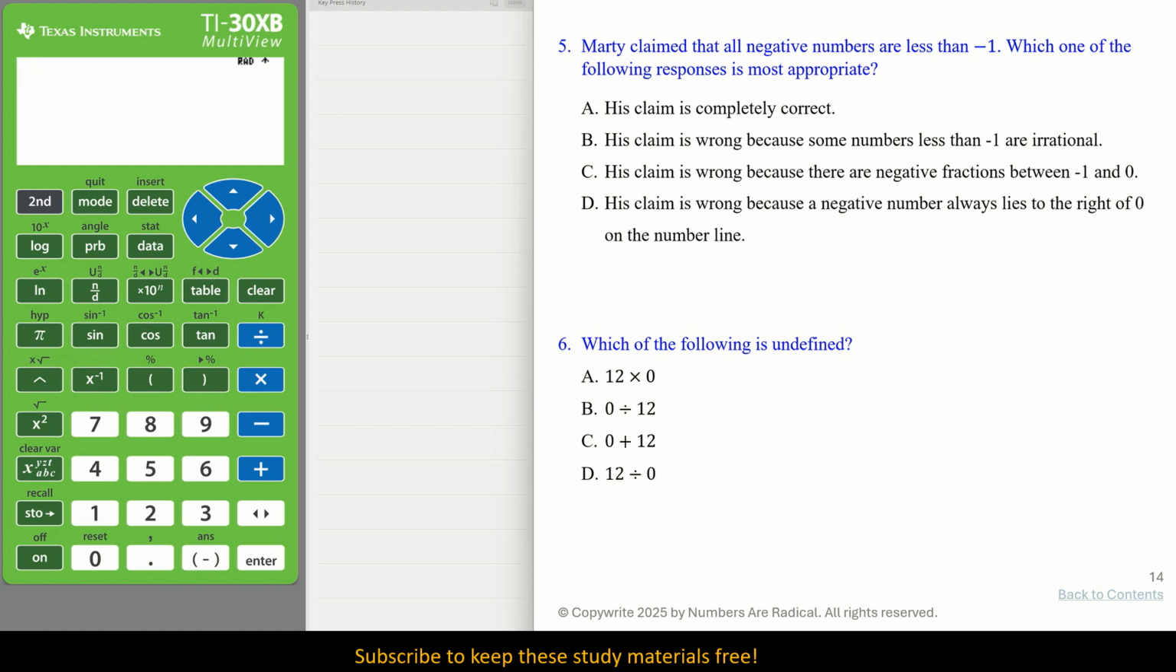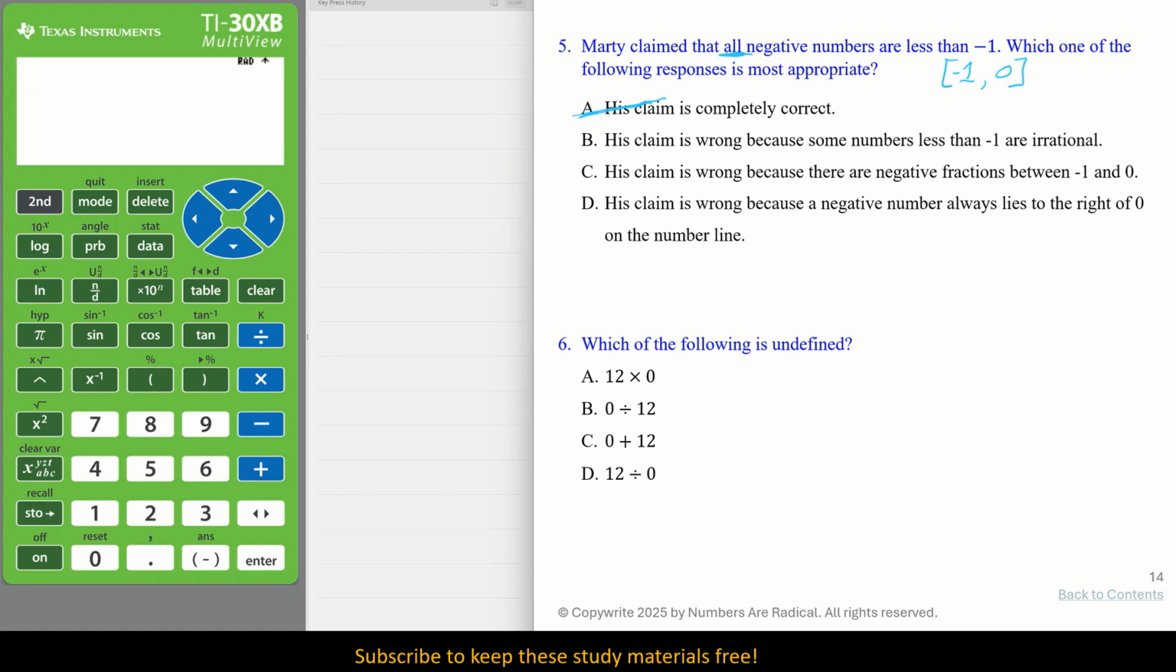The problem is he said all negative numbers. The minute he said that, that would imply the real number system. Okay. So when he said that, we know he left out the interval from -1 to 0. Okay. So now let's read our options. His claim is completely correct. No, he left out a whole section, actually, an infinite amount of numbers.